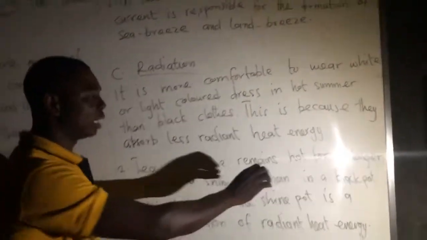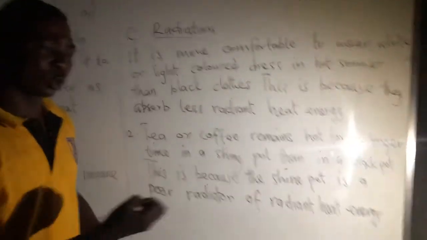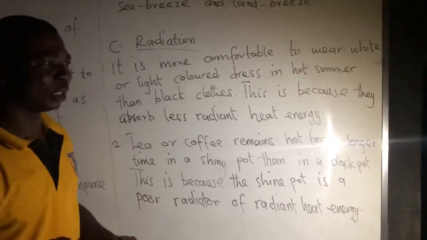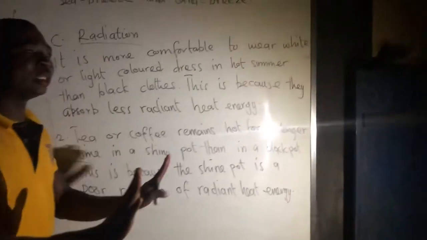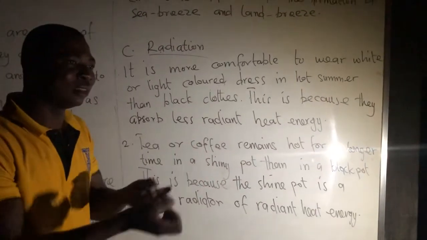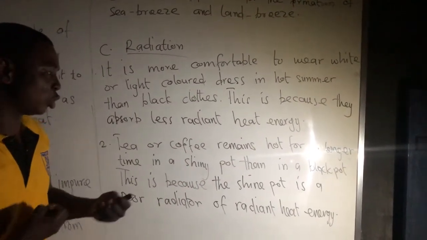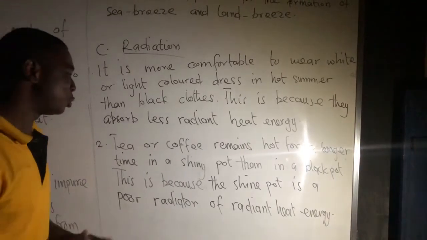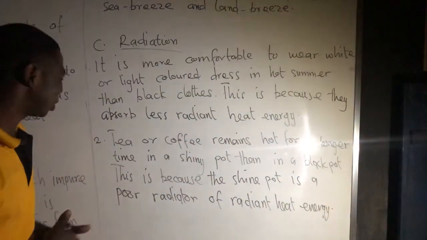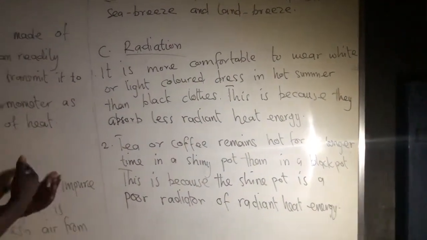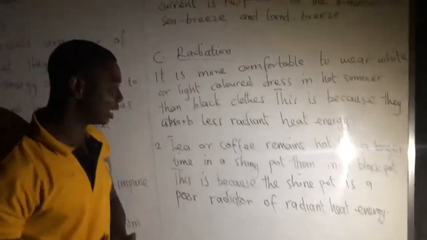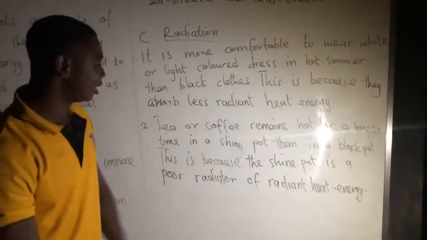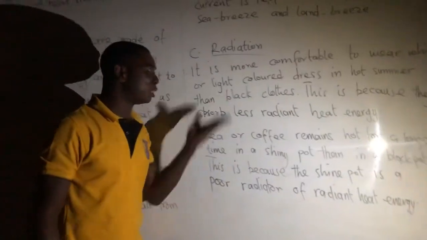Why? Because the black pot absorbs the heat from the tea, so it makes the tea become cold. But the shiny pot will make it maintain its heat, because it doesn't absorb the heat from the tea. So this is one practical aspect we want to talk about for radiation. We talk about the black clothes that absorb heat, the shiny one that reflects light, and the tea for radiation.